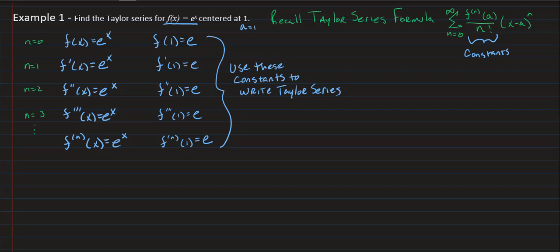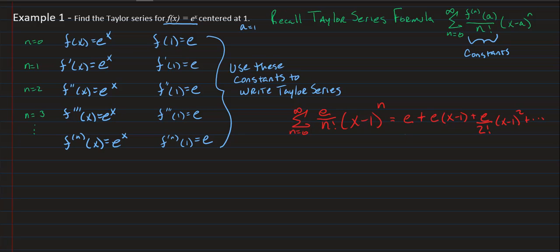Since every single one of these constants is going to be equal to e, the way that I can write my Taylor series is it's going to be the sum n equals 0 to infinity of e divided by n factorial times x minus 1 raised to a power of n. If I were to expand this out, when n is equal to 0, that would give us e, and when n is equal to 1, e divided by 1 factorial is e times x minus 1. When n is equal to 2, we get e over 2 factorial times x minus 1 squared, and so forth and so on.